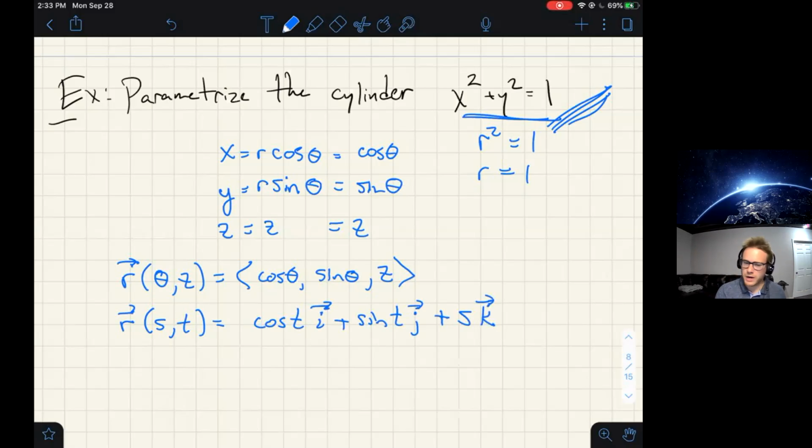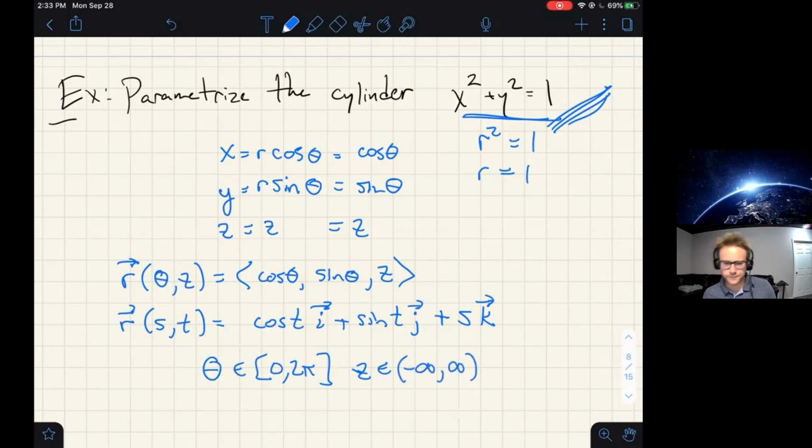So these would be two perfectly good parameterizations. One's using thetas and z's, one's using s's and t's. Again, we should always specify our range, our domain for our variables here. So theta, you would get all the points by going from 0 to 2 pi. And z would just range from negative infinity to infinity. There are no restrictions on z here. Or if you were to switch it up and do the s's and the t's, likewise, you could write it like this. t ranges from 0 to 2 pi, and s, which is taking the place of z, ranges from negative infinity to infinity.